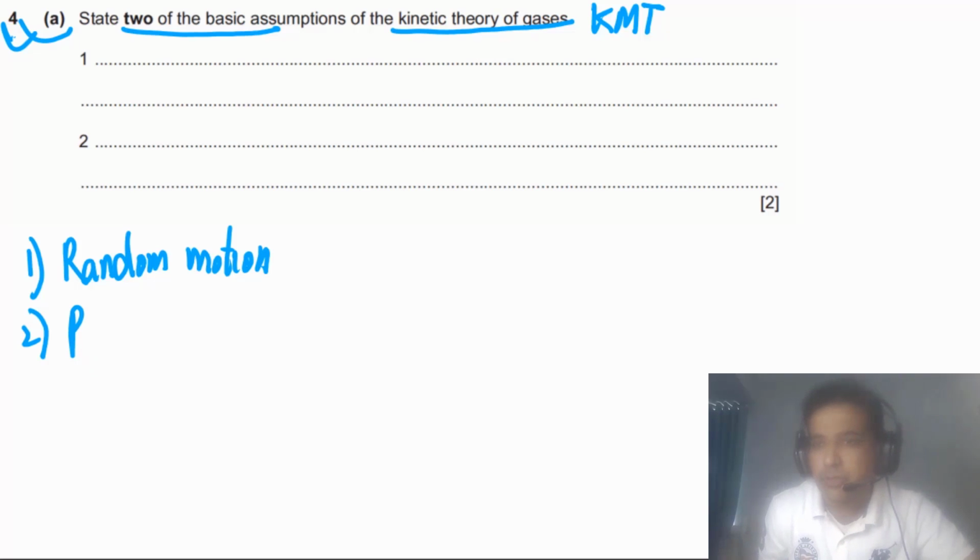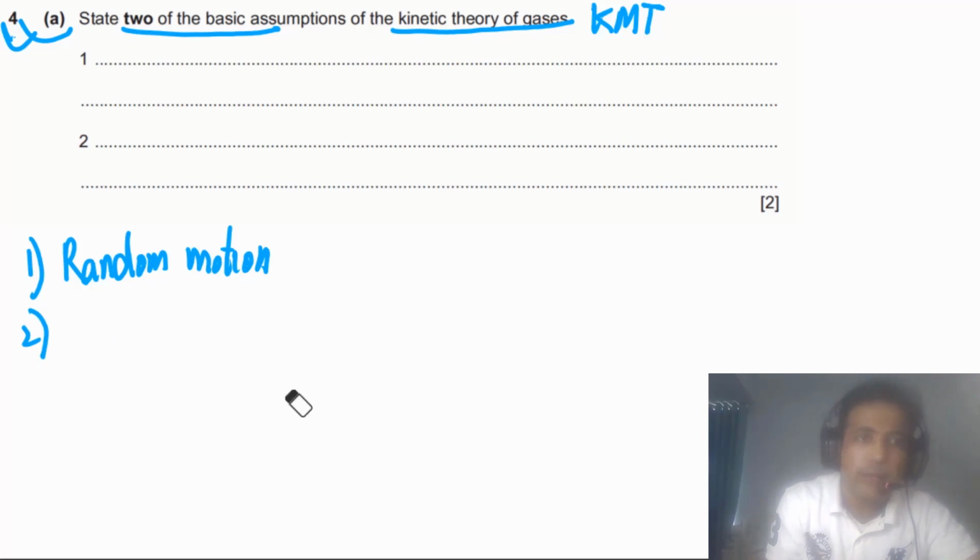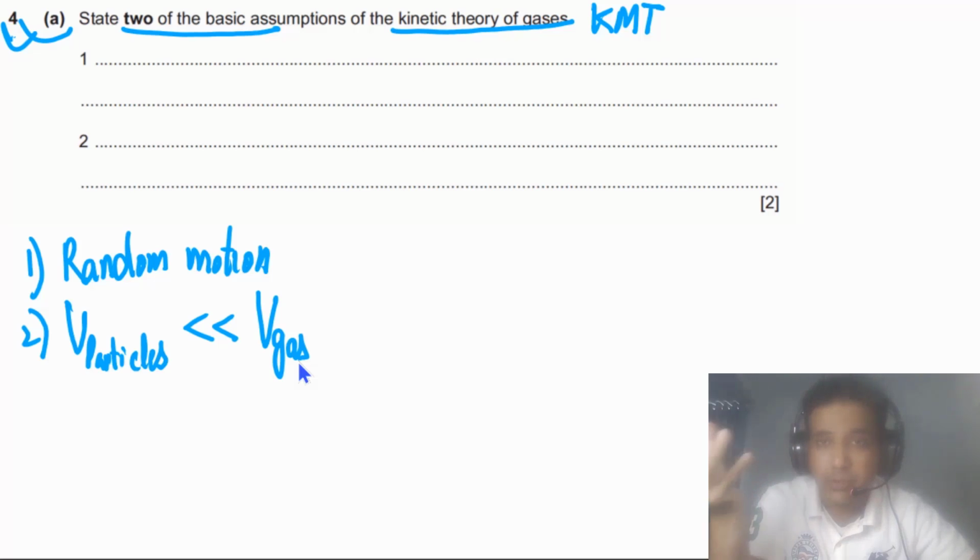The second one we can write down in a slightly different way. We can say the volume of the particles is negligible, meaning very small as compared with the volume of the gas, or we can say very small as compared with the volume of the container.